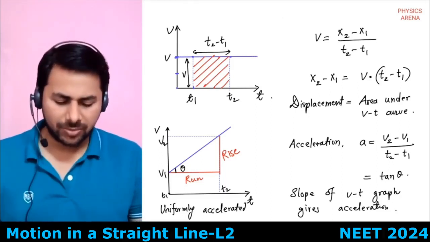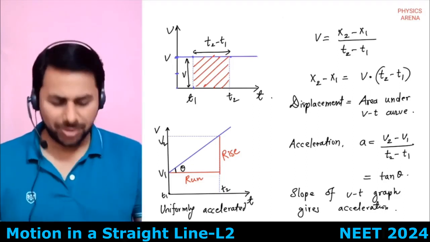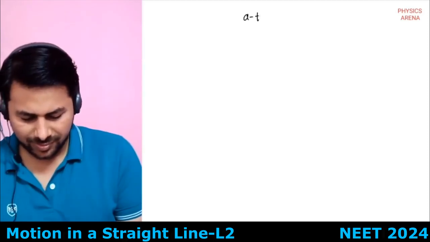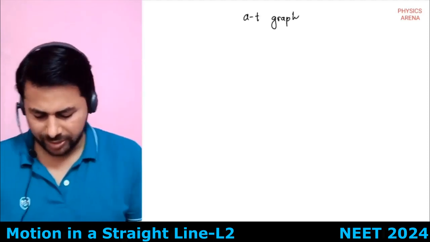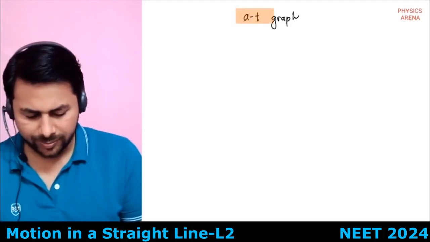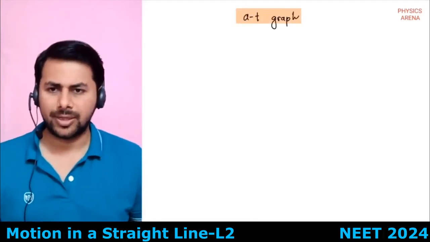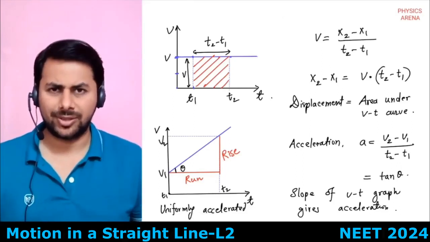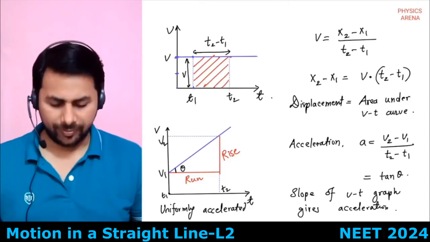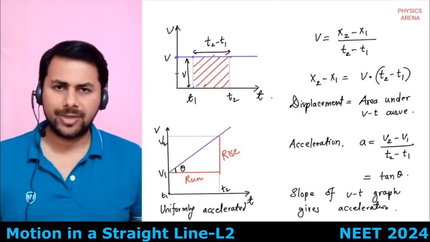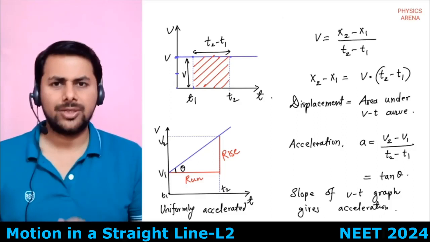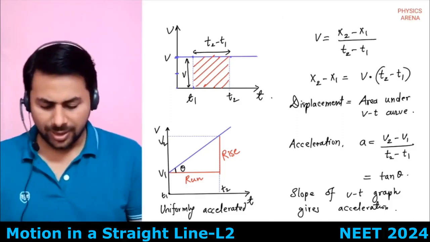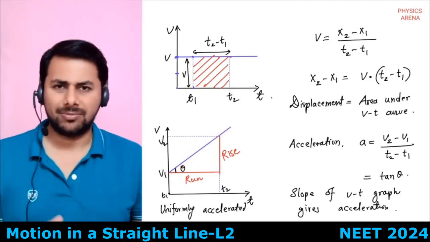Out of the xt graph, the vt graph, and the other graph, the acceleration versus time graph, which one is most useful if you want to study the motion? Yes, VT gives you the most information about the motion that we need. We need to know the displacement, the velocity, and the acceleration. If we know these things, we know about the motion. So it is the graph of velocity versus time.